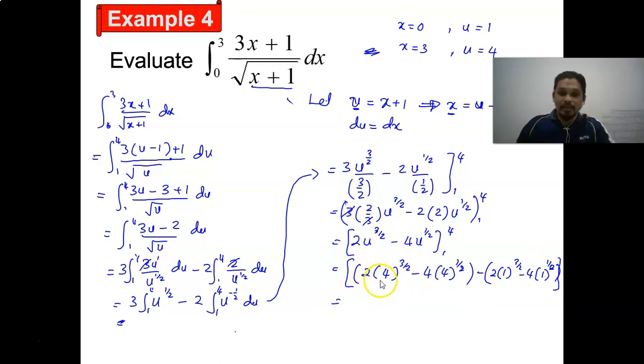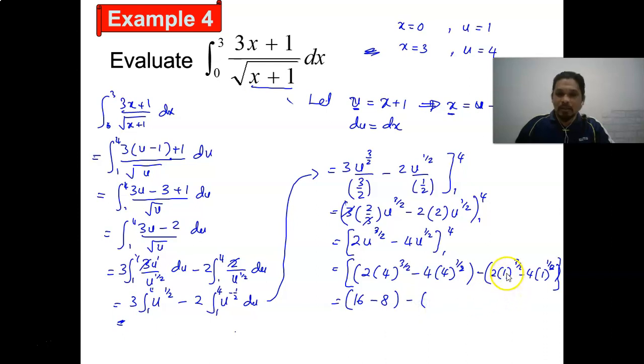Okay, so look at this one here now. 4 to the power of 3 over 2 means the square root of 4, to the power of 3. So the square root of 4 equals 2, and 2 to the power of 3 equals 8. Again, this 2 is a square root, right? So the square root of 4 equals 2, and 2 to the power of 3 equals 8. 8 times 2 equals 16. Minus the square root of 4 equals 2, 2 times 4 equals 8.